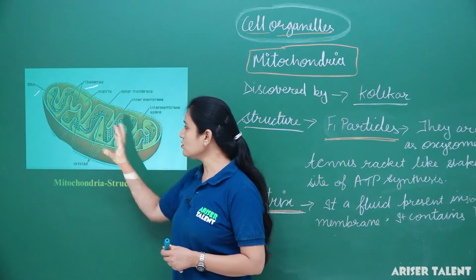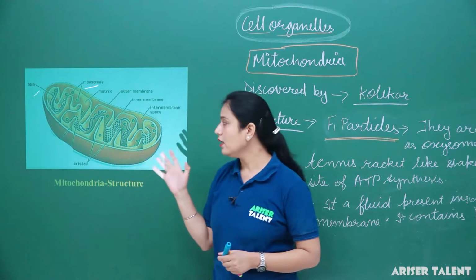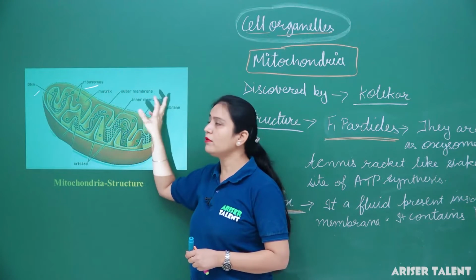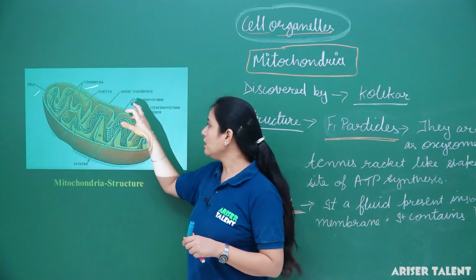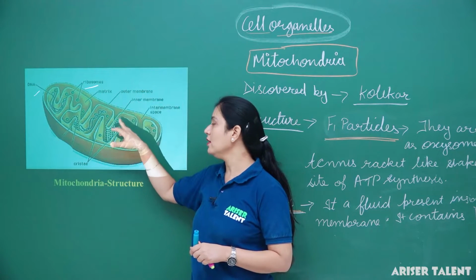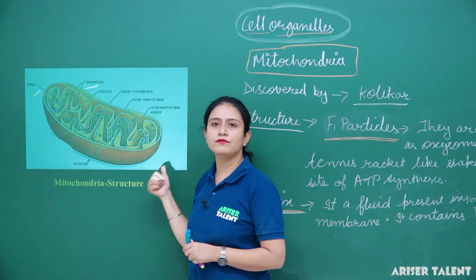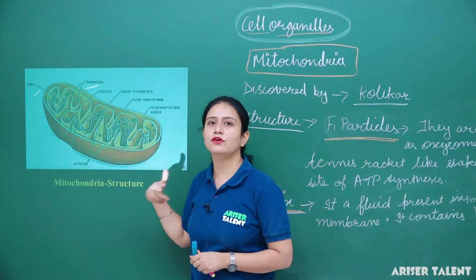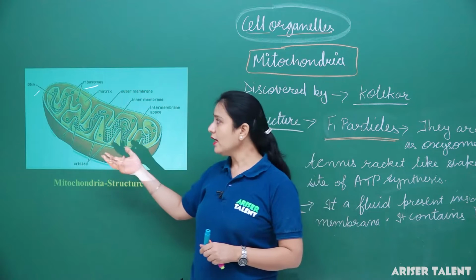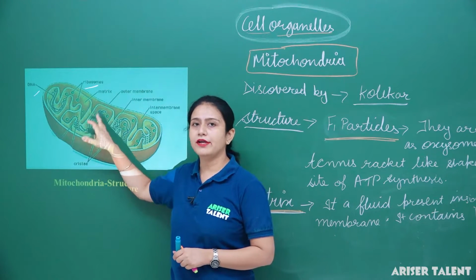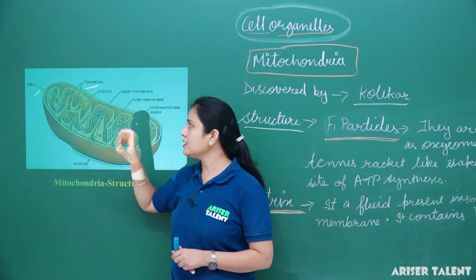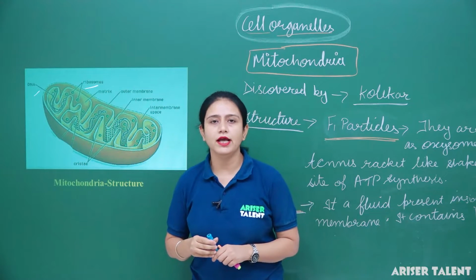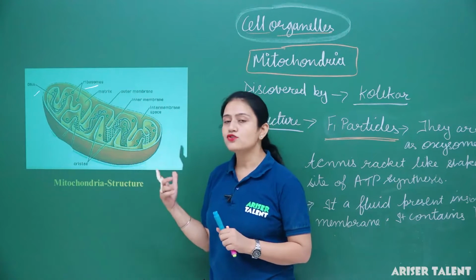So this is all about the structure of mitochondria. First of all, mitochondria has two membranes, outer membrane and inner membrane. The outer membrane is made up of smooth and porous protein, and the inner membrane enfolds and forms the finger-like projections. It bears F1 particles, which are responsible for ATP generation. Inside the inner membrane there is a matrix, which is a fluid, and it contains DNA and ribosomes. DNA and ribosomes are responsible for protein and enzyme synthesis. So this was all about the structure of mitochondria.